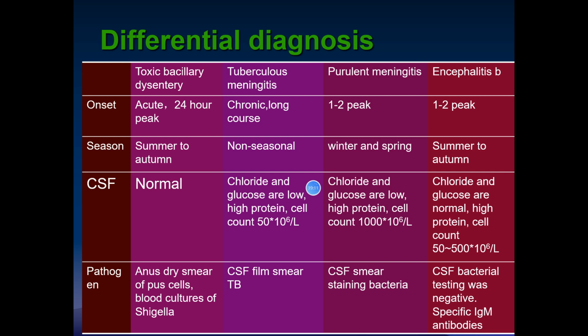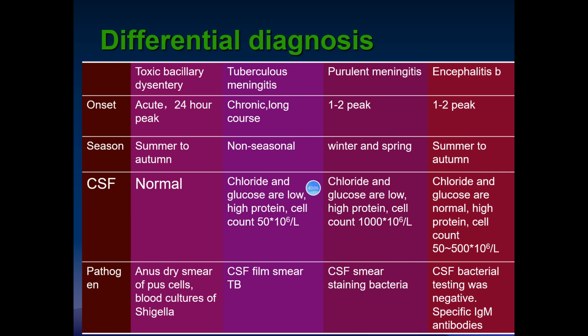Now we look at this picture. Toxic bacillary dysentery and tuberculous meningitis, purulent meningitis, epidemic meningitis, this is encephalitis B. We should diagnose from these four on site.